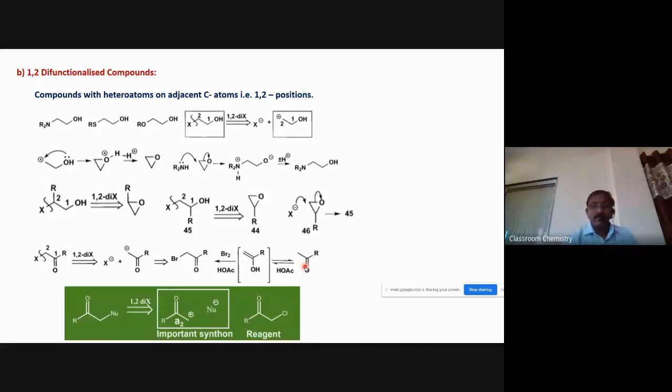Okay, so when we generalize this, any nucleophile at the 1 and 2 position is a 1,2 di-X. What does this indicate? There are two functional groups at the 1 and 2 positions, and we can always disconnect this. So we get the A2 synthon, that is, an acceptor at position 2, and the reagent is always preferred to be such a chain having a halogen group. Bromine and chlorine are commonly used, and then the nucleophile can attack over here.